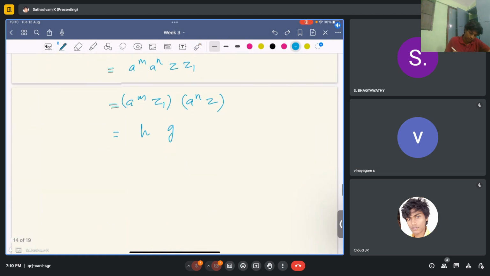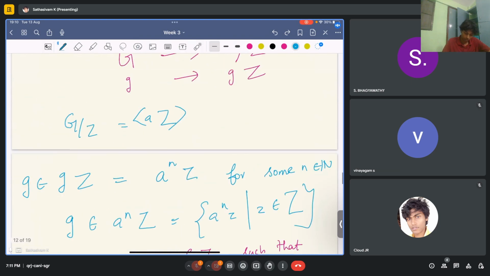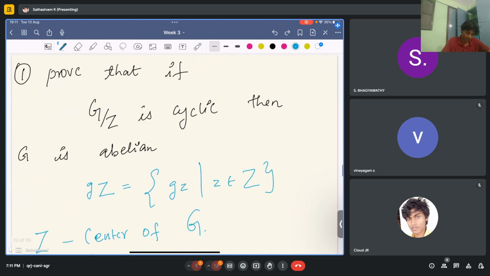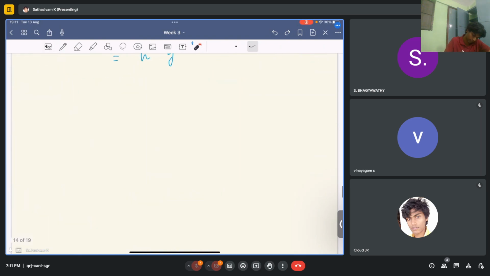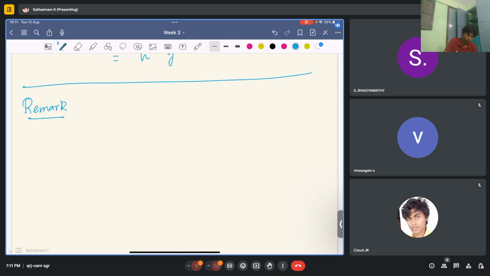Okay. So let me tell you a little bit more. What we have proved is the following: if G by Z is cyclic, then G is abelian. This is what we have proved, right? So let's keep that in mind, and I will give a little bit of remark. What we have proved is G by Z is cyclic implies G is abelian. Okay.